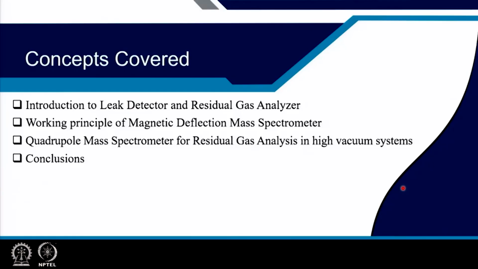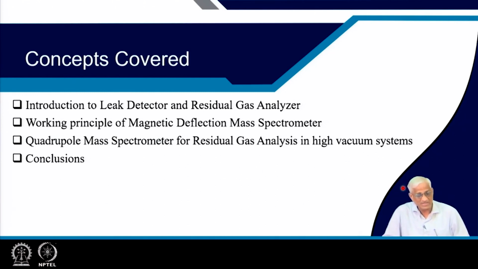Okay. Within this, what are we going to cover? We will introduce you initially to leak detection and residual gas analysis, while we concentrate more on the actual instruments, because these things will come again and again in every application. If something goes wrong or there is air leakage, sometimes in process industries they will tell, but that is an intentional leakage in the process control when they introduce gases.